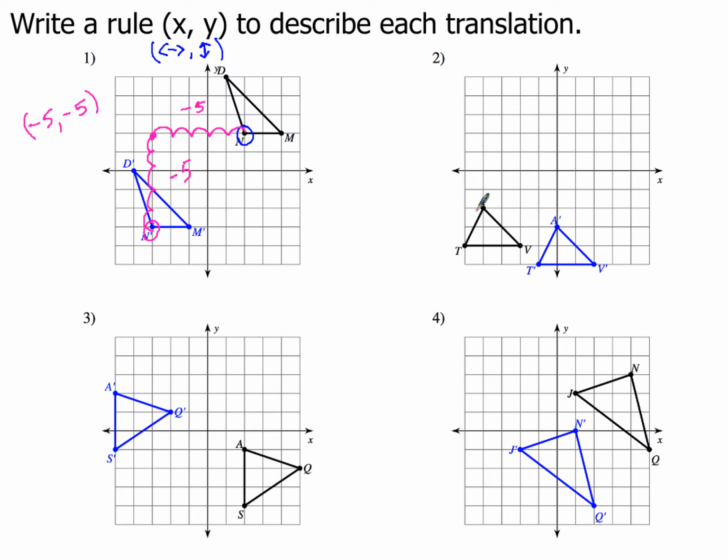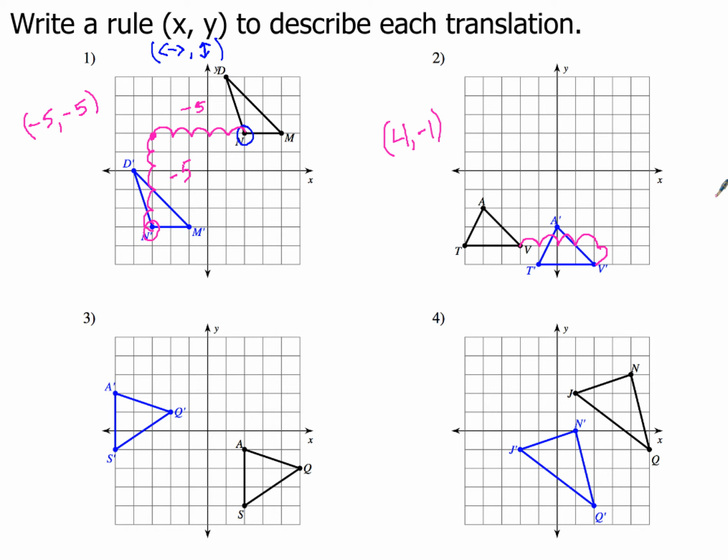Again, it doesn't matter which vertex I start with, whether it's A or T or V. I'm going to start out with V. Now if I'm moving from V to V prime, again I'm going to go left and right first, and then up or down second. So I have to count 1, 2, 3, 4 spaces. Now since I'm moving 4 to the right, this time my translation for my X coordinates is going to be 4. Now I move down 1, so that's going to be -1. So the XY rule for this translation is 4, -1.